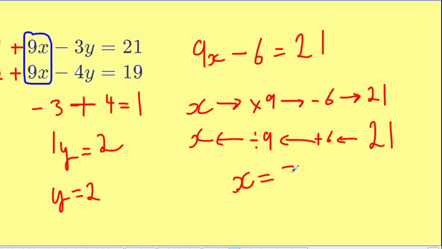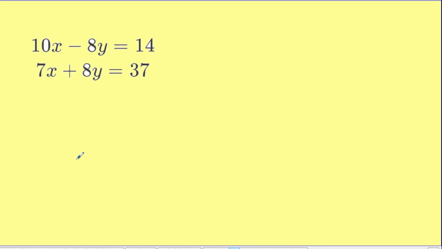X equals 3. So we've got y equals 2 and x equals 3. Okay, let's have a look at the next one. So we've got here the parts that are the same, the 8y's. Okay, we can spot the 8y's a mile off. The signs in front there this time are different.